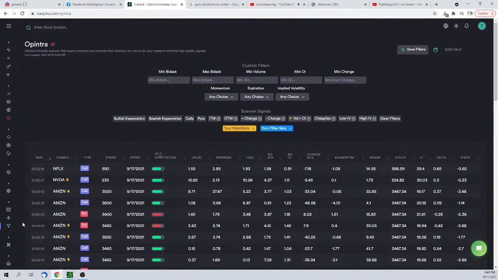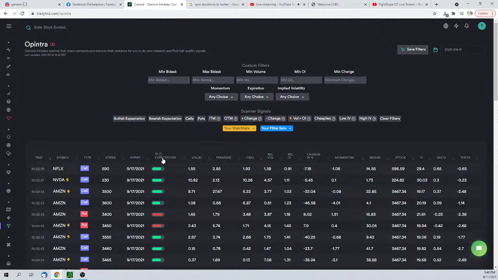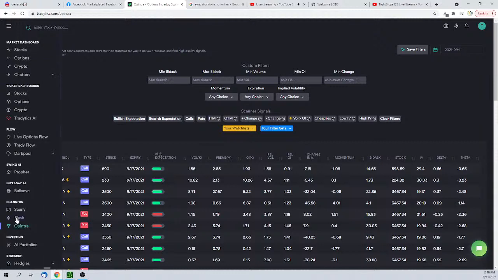So this scans for contracts and gives another AI expectation. I mean, if you look and talk to a lot of the TradyTics people, or on Twitter, you're not going to hear much about any of this stuff. These last few things I've talked about are just not something I use or they use, and that's why I don't know a ton about it. I know this is their AI expectation, and you're supposed to go with the green. The greener the green, the better the chance. And they have some artificial intelligence portfolios. I'm not going to get into that at all.